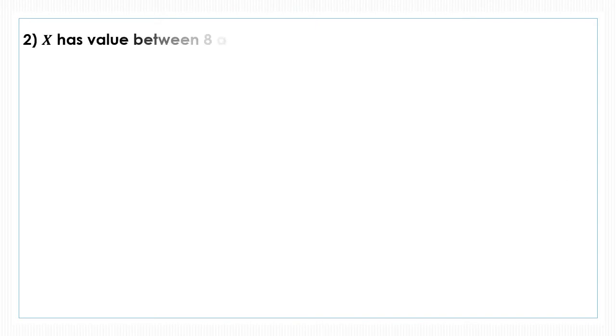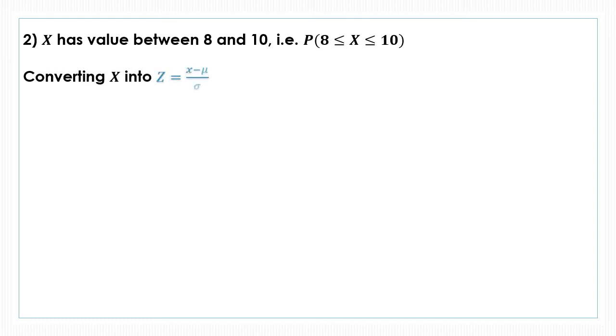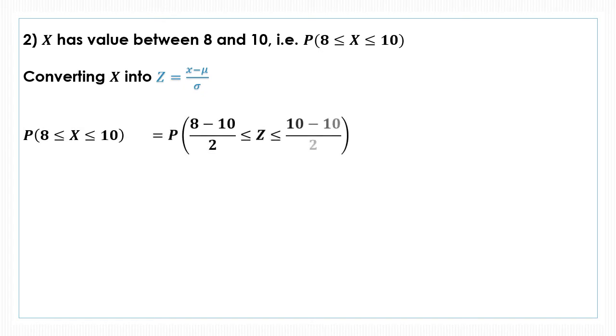Now x has a value between 8 and 10, that is 8 less than or equal to x less than or equal to 10. Same thing, we need to convert x into the z value, which is x minus mu upon sigma. So again we will convert it as (8 minus 10) upon 2 and (10 minus 10) upon 2. We deduct the mean and divide by the standard deviation. So it will be negative 2 upon 2 and 0 upon 2, which will be negative 1 and 0. So negative 1 less than or equal to z less than or equal to 0.